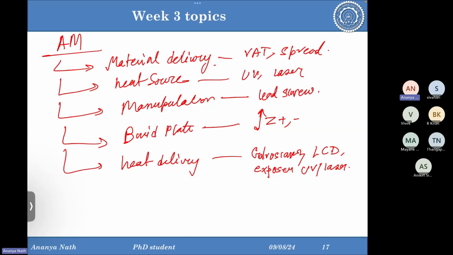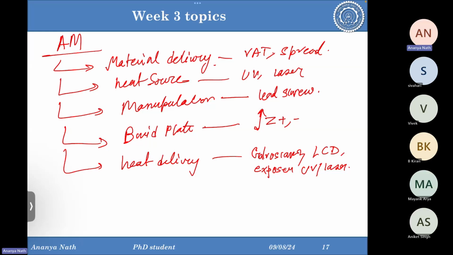In some cases we use a recoater to coat the first layer of material over the build plate, then the heat source comes, for example in powder bed fusion. But here we just store the liquid in a vat. So there are a few important aspects in an additive manufacturing technique. So just changing this material delivery, heat source, manipulator, and heat delivery system, we can change the whole process of AM.